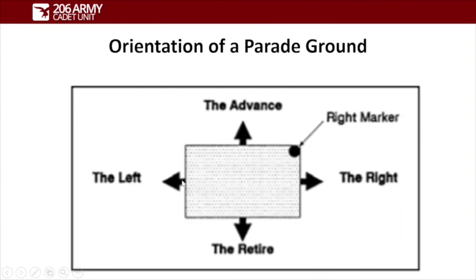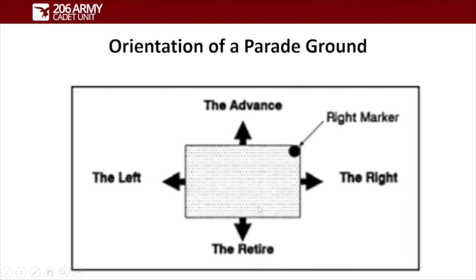But if I face this way, what will I have to do to face the advance? I would have to turn right. What would I have to do to face the retire? I'd have to turn left. To face the right, I have to about turn, right? But if I was turned this way and I right dressed facing the left, that means the left would now be my advance, this would be my retire, this would be my right, and this would be my left, because I've redefined the left as being the advance. Does that make sense?